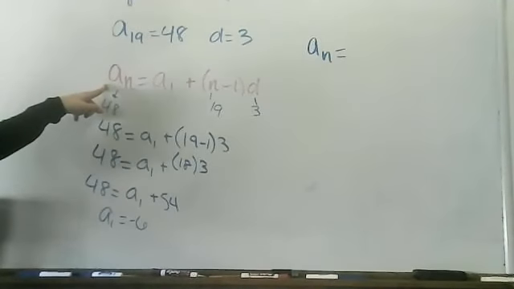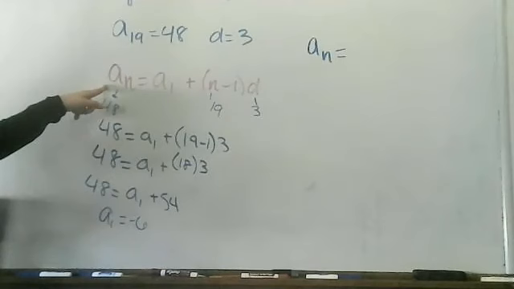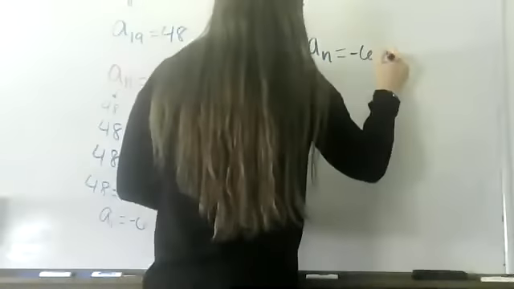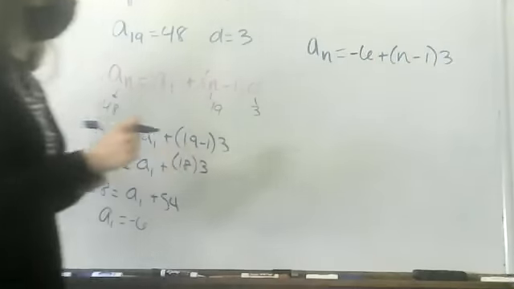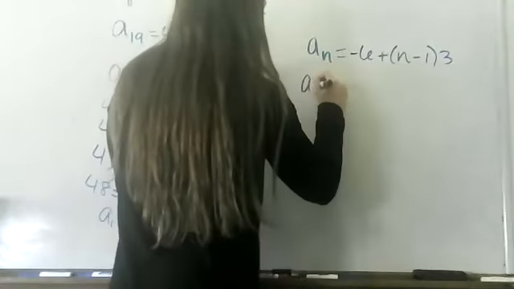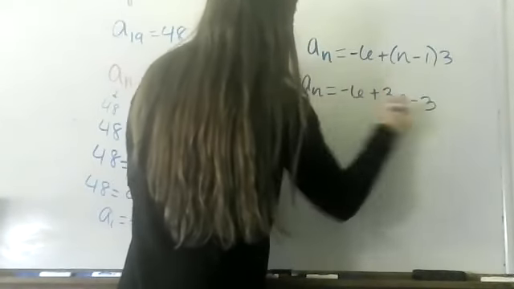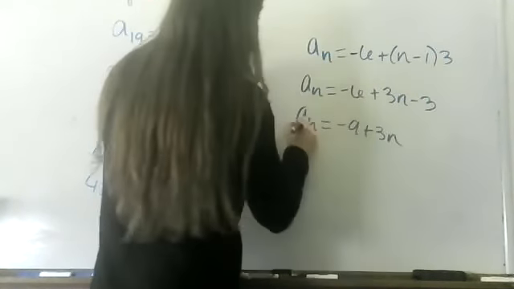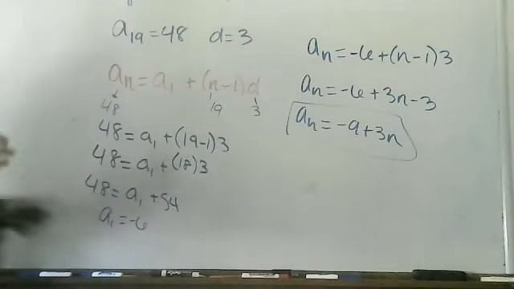So we added on one additional step. Now we're back to where we were last time, and I say, okay, my A sub 1 is -6, put that in. My n value is gonna stay n minus 1, and my D value is 3. So now I can finish this out and write my rule being -6 plus 3n minus 3. So -9 plus 3n would be the actual rule for that sequence.